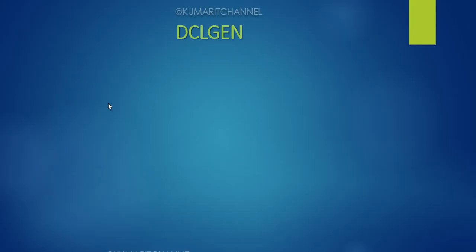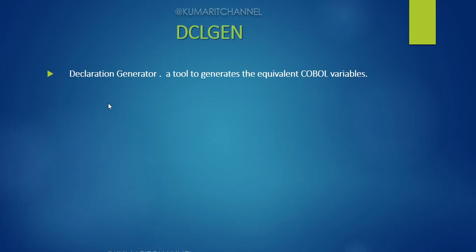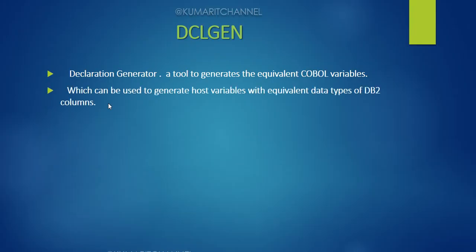So first, when you're writing an application program, your COBOL DB2 program, DCLGEN comes into the picture. It's a tool that generates COBOL variables. We cannot directly use the fields of a table you have created with an employee number and a department name; they need to be converted to COBOL variables. That's where DCLGEN comes into the picture. It's called a declaration generator, and with the help of SPUFI we can generate it. It is used to generate host variables with data types equivalent to the DB2 table columns: DB2 table, then DCLGEN, then COBOL.